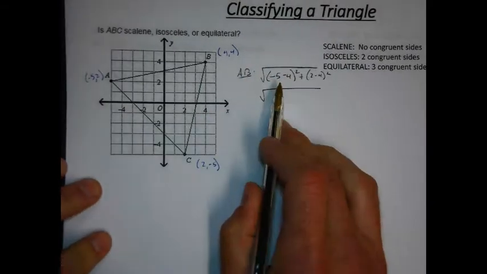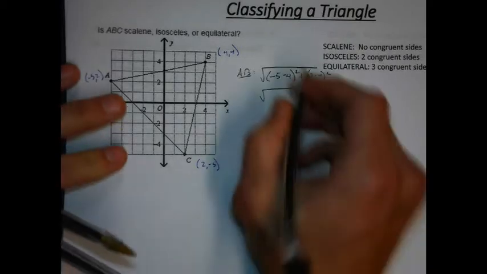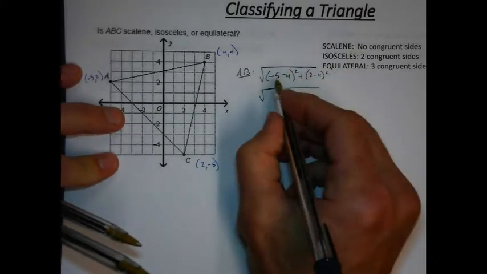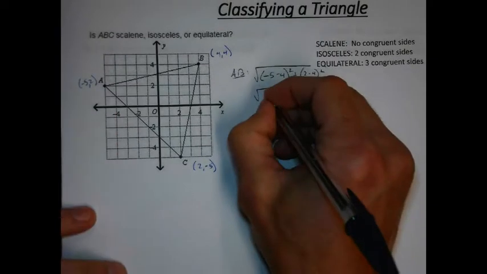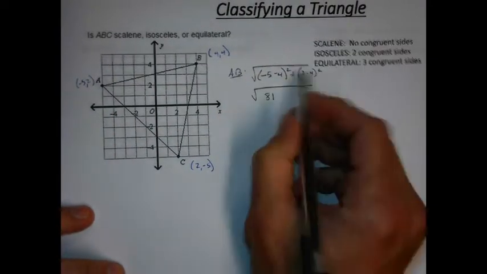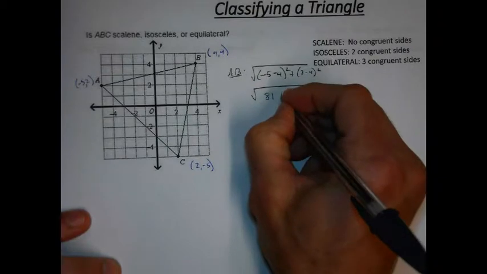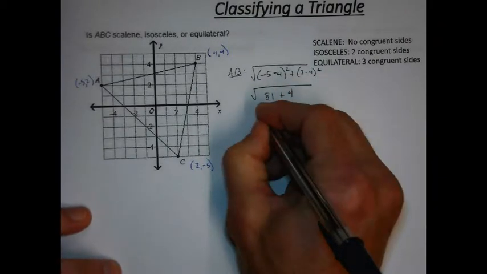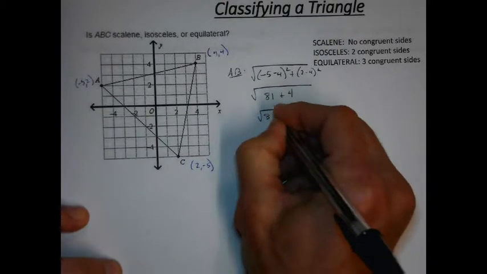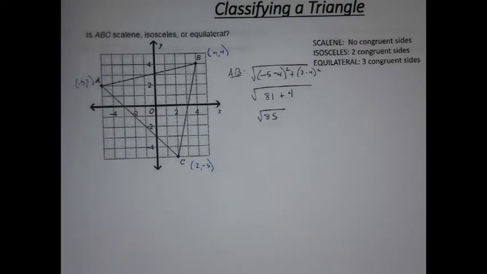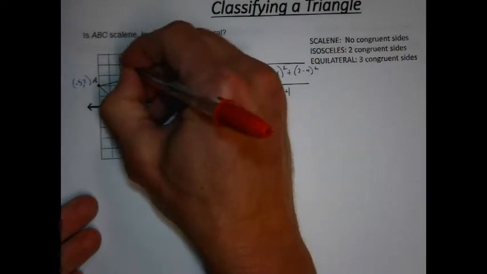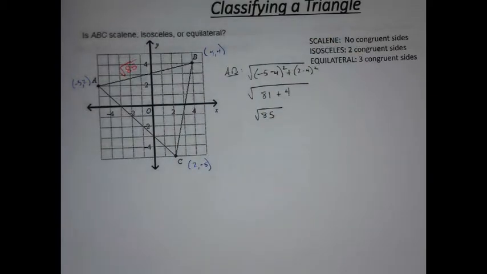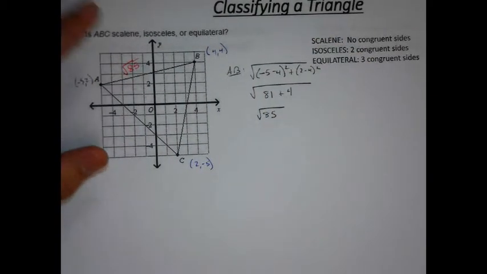Now we can simplify that. What is negative 5 minus 4? If you tell me negative 1, I'm going to smack you. It's actually negative 9. Negative 9 squared is 81. Now 2 minus 4 is negative 2. Negative 2 squared is positive 4. So 81 plus 4. This is the square root of 85. Can we simplify that? Well, 85 is 5 times 17, so no. This is as simple as we can get it. So the distance from A to B is the square root of 85, a little bit more than 9. That is our measurement from A to B.